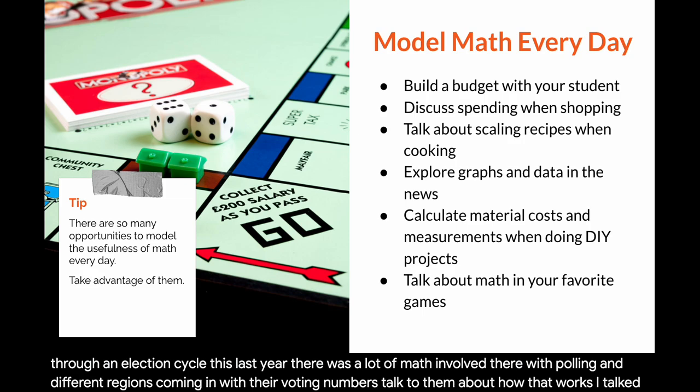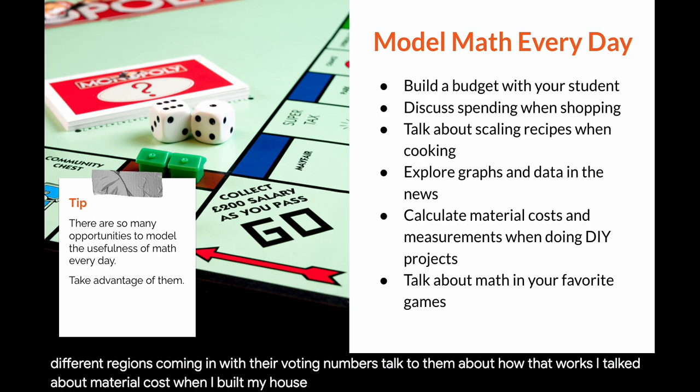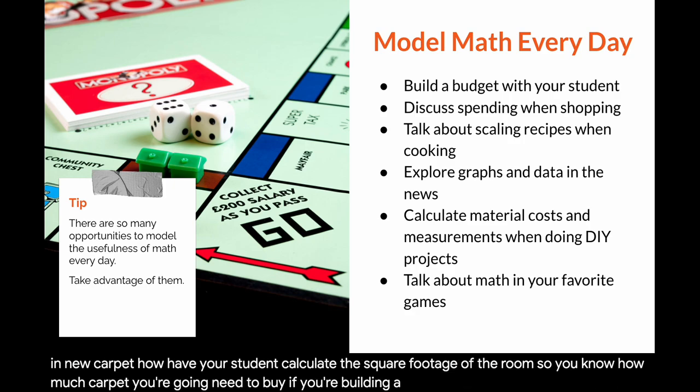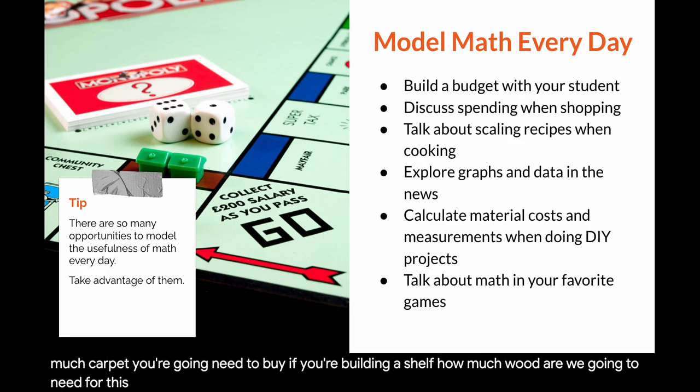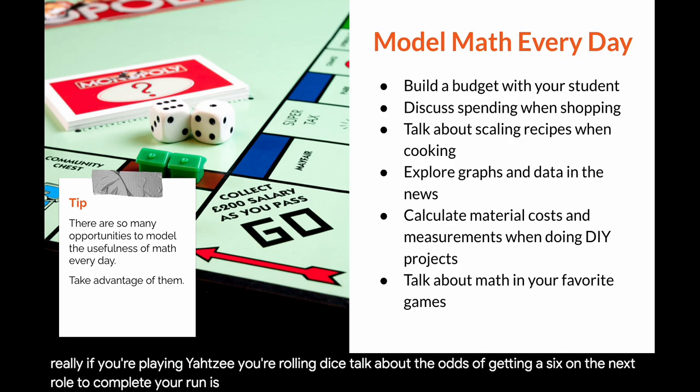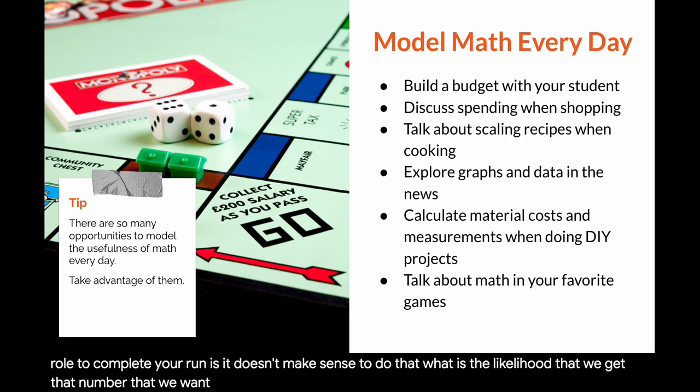I talked about material costs when I built my house. You have your own DIY projects. Maybe you're putting in new carpet. Have your student calculate the square footage of the room so you know how much carpet you're going to need to buy. If you're building a shelf, how much wood are we going to need for this? Those are math problems. When you're playing games like Monopoly or any game really, if you're playing Yahtzee, you're rolling dice. Talk about the odds of getting a 6 on the next roll to complete your run. Does it make sense to do that? What is the likelihood that we get that number that we want? These are opportunities. Take them.